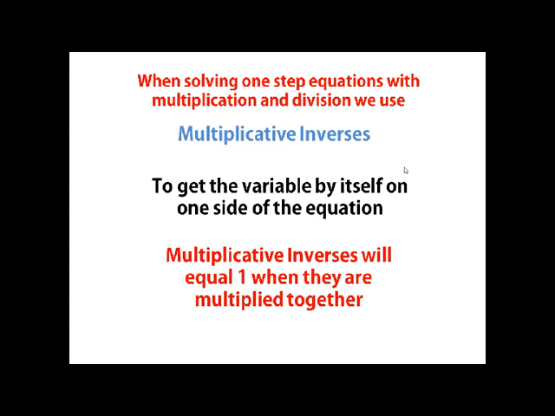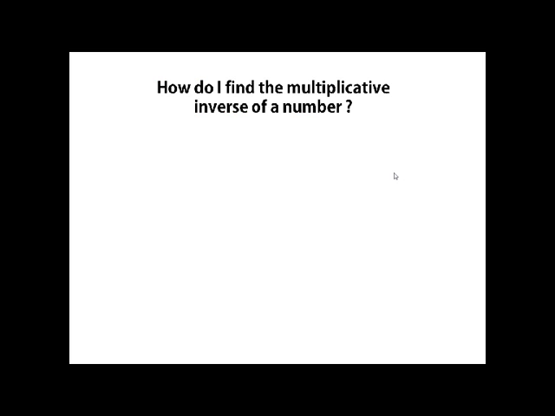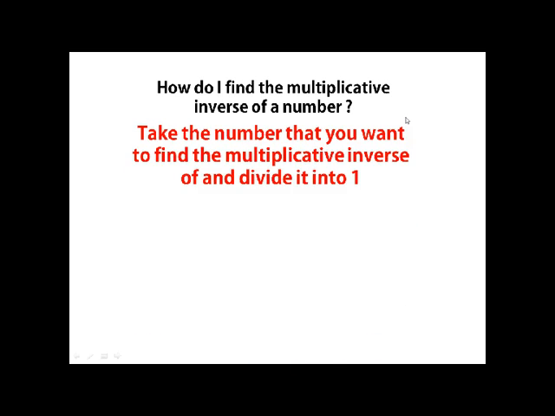Multiplicative inverses will equal 1 when they are multiplied together. Additive inverses, if you remember, will equal 0 when they are added together. But now we're dealing with multiplication and division. So you may ask, how do I find a multiplicative inverse of a number? Well, you would take that number that you want to find a multiplicative inverse of and divide it into 1.